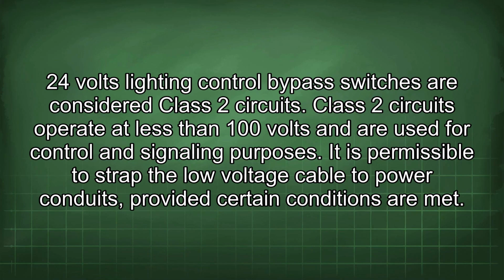24 volts lighting control bypass switches are considered Class 2 circuits. Class 2 circuits operate at less than 100 volts and are used for control and signaling purposes. It is permissible to strap the low voltage cable to power conduits provided certain conditions are met.